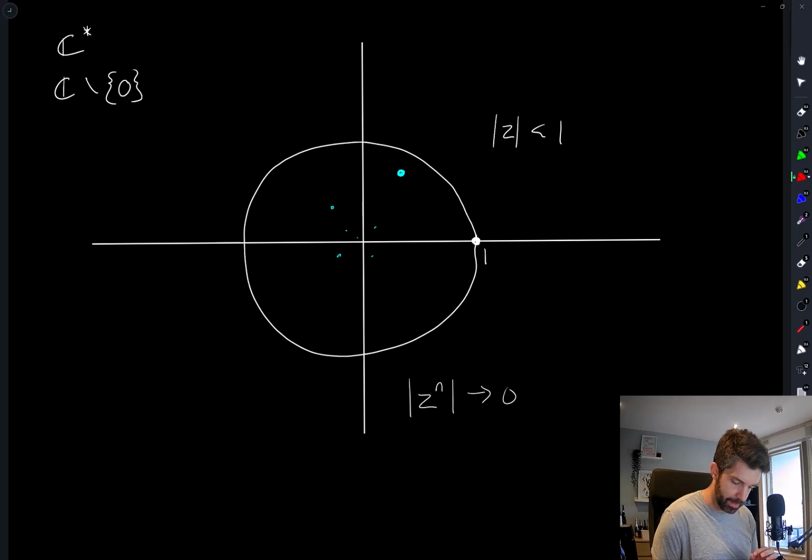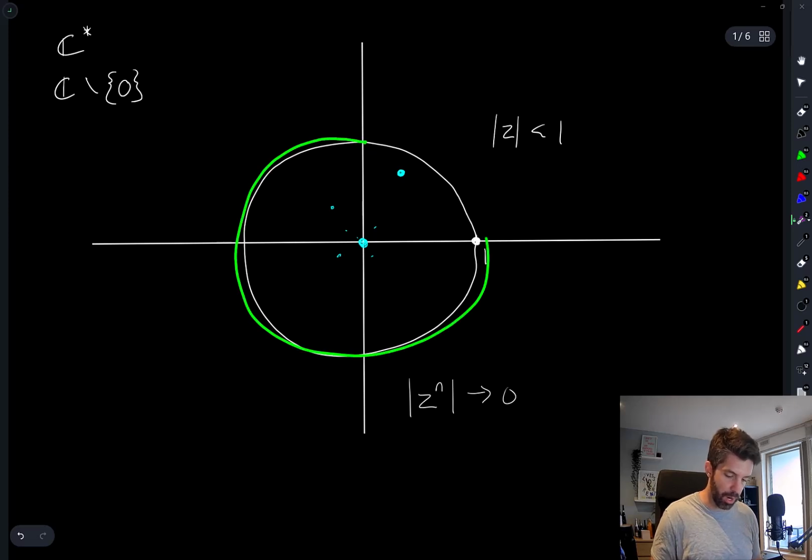And that collection of points cannot possibly result in a set which is closed. Because if it were closed, then the origin itself would also have to be in that set. So what I've shown so far is that for a compact subgroup of this set, all elements must lie on the unit circle.